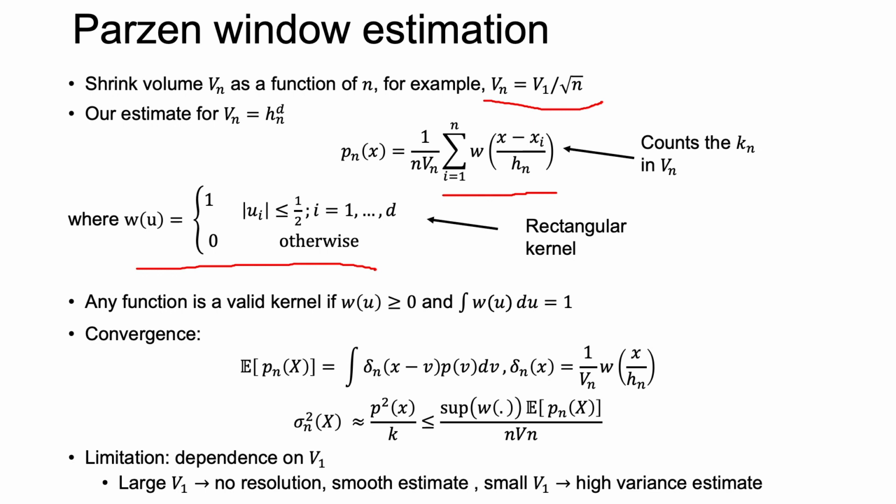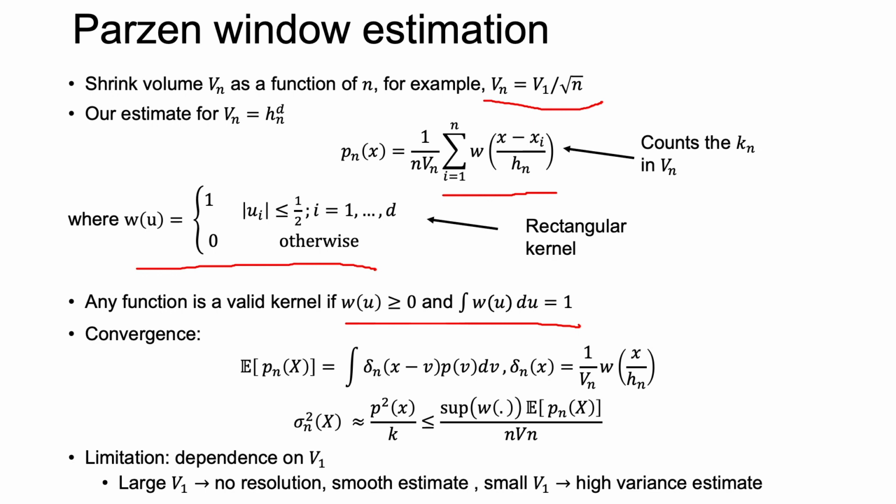Here we are not limited to the rectangular kernel. We can have any kernel as long as it follows these conditions. The first condition is the positivity of w, and the second condition is that the integration of w over R should equal 1. These conditions will ensure that the estimate is a valid PDF.